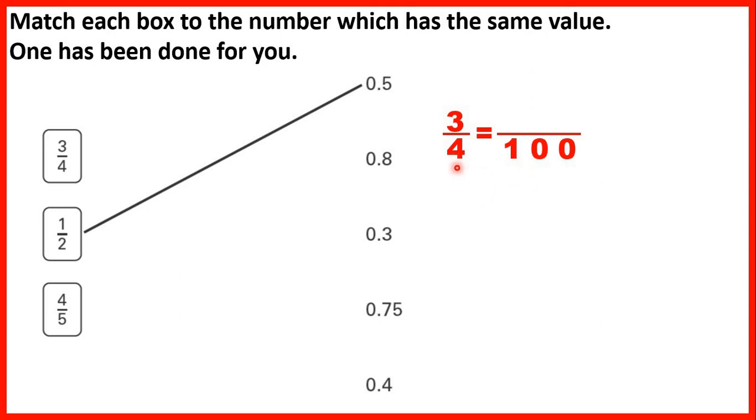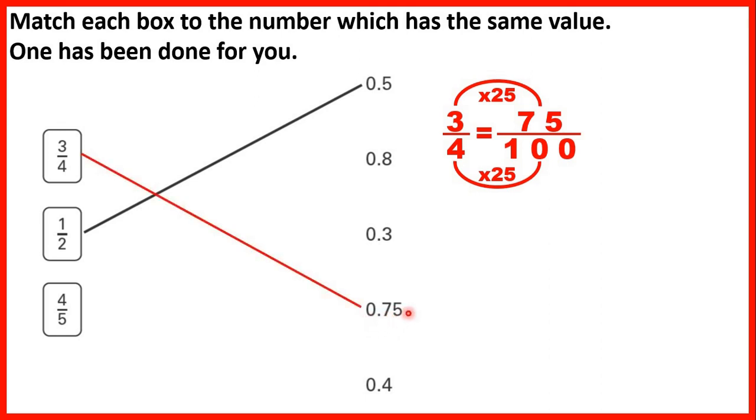But 100 is a multiple of 4 because 4 times 25 is 100. If we count 4 25s, we have 25, 50, 75, and then the fourth multiple of 25 is 100. So when we're finding equivalent fractions, what we do to the denominator, we need to do to the numerator as well, and 3 times 25 is 75. So we need a decimal which shows 75 hundredths, so that's 0.75.